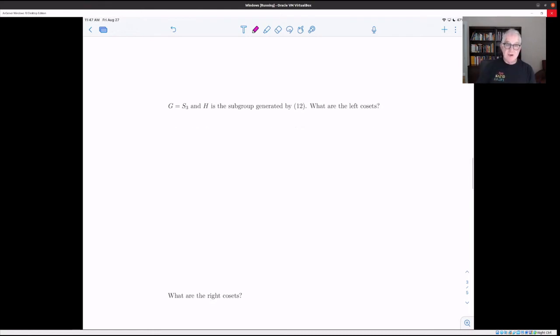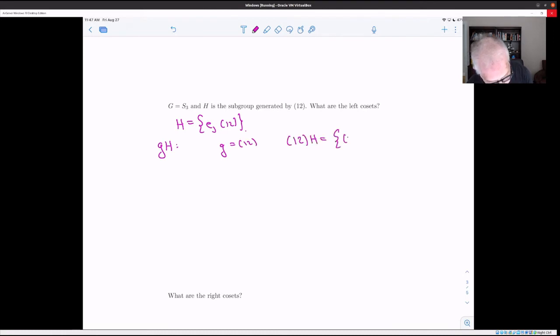What about the other interesting subgroup of S3? So what if H is just {E, (1 2)}? So what is gH? Well, there's several possibilities here. If g is (1 2), then we have that (1 2)H is just (1 2)E, (1 2)(1 2). But this is, again, (1 2) and E, so it's H again.